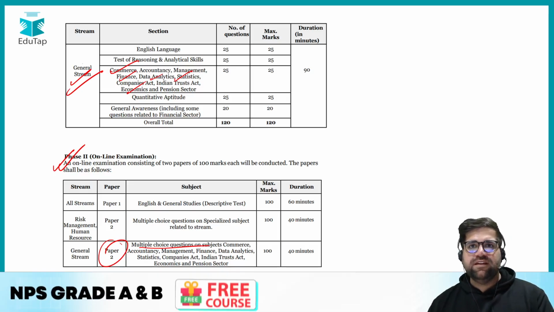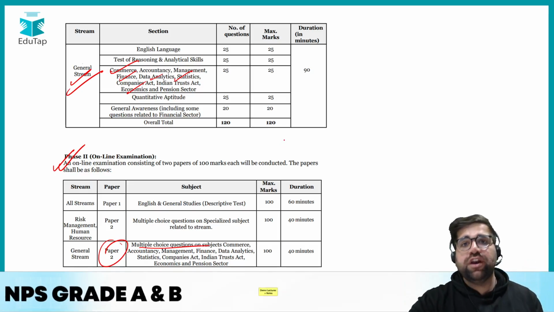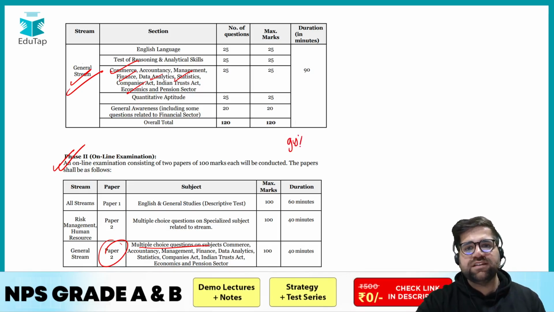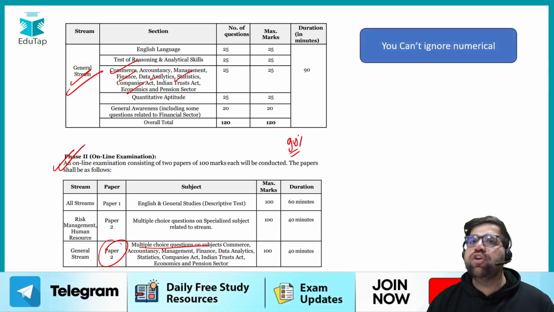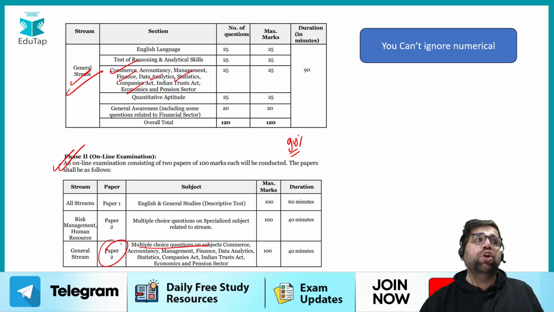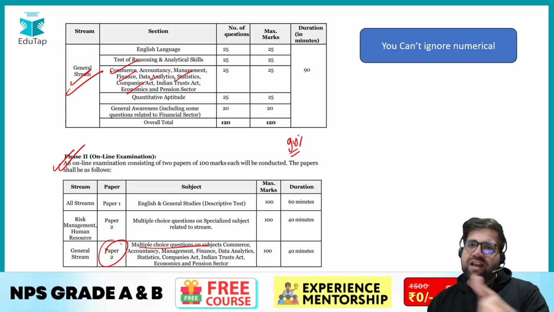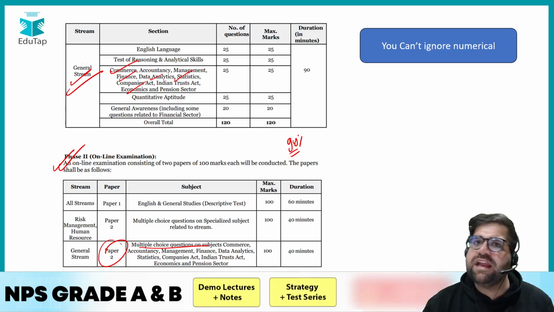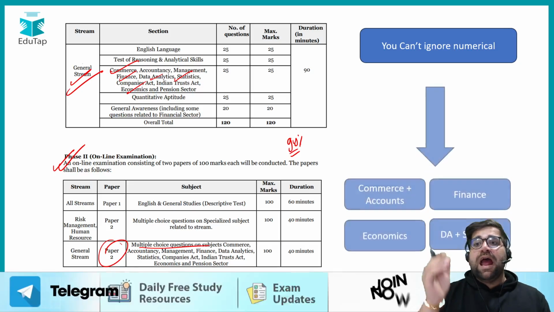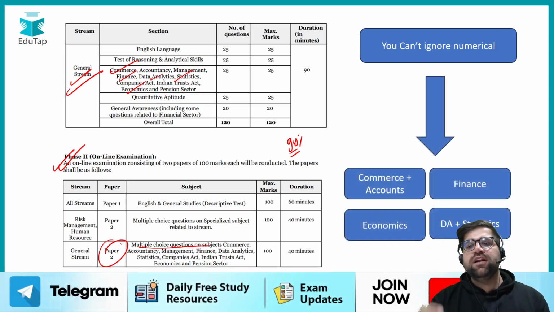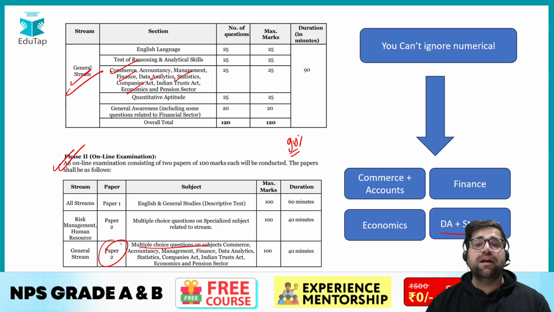So if you see, my friends, numericals will surely come in your exam. 99% chances are there that you will see numericals in your exam. So you cannot ignore numericals. You cannot say that I will not attempt numericals, because numericals can be easy, moderate or tough. I will let you know how you have to deal with each and every type, but first understand that you cannot ignore this component of numerical, and the chances of a numerical coming from commerce and accounts, finance, economics, data analytics and statistics are comparatively high.